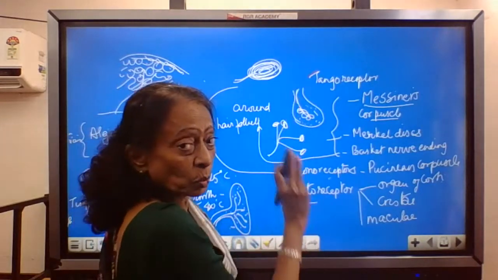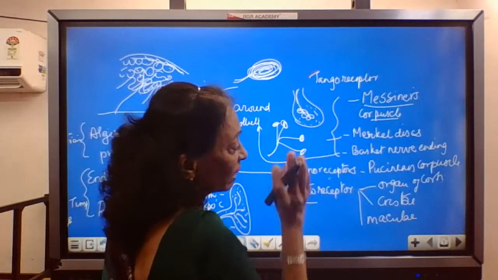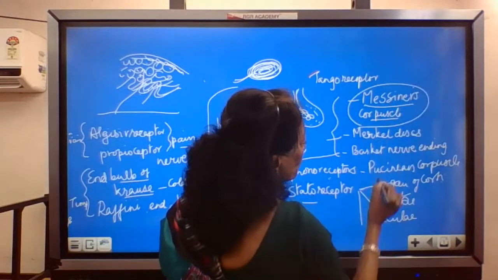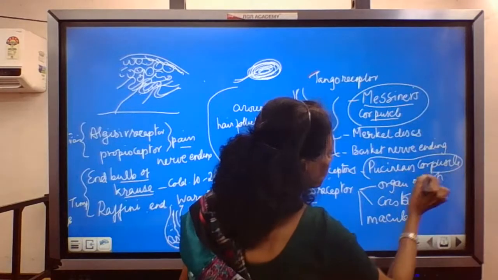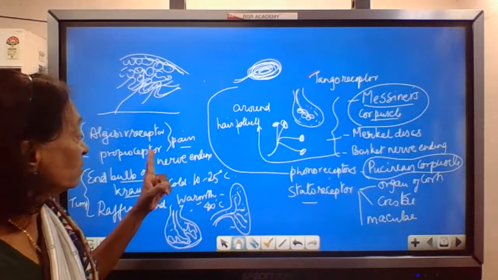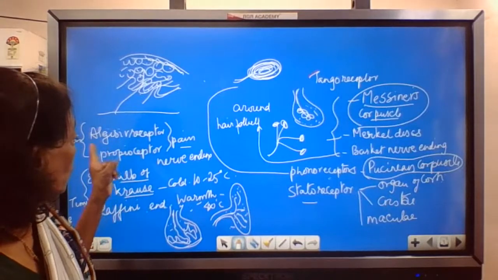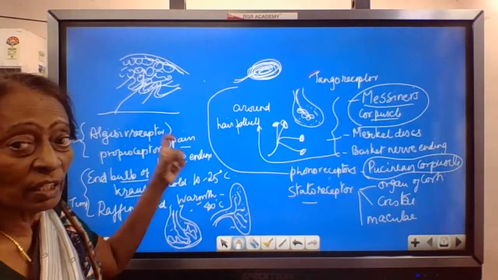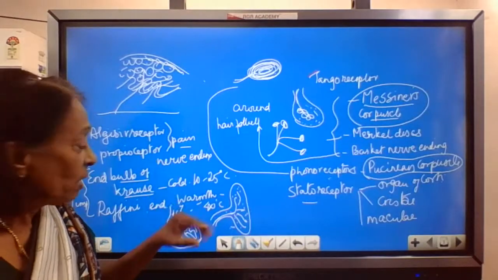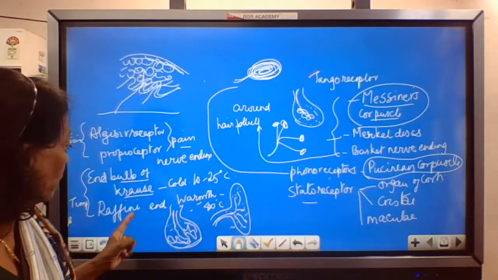In pressure too, light pressure, heavy pressure. Now these names are a must: Meissner's corpuscle and Pacinian corpuscle for pressure. Pain, nerve ending. If you don't know these particular names, at least know pain, nerve ending, it ramifies or forms a network on the epidermis. Then cold, you should know the name.